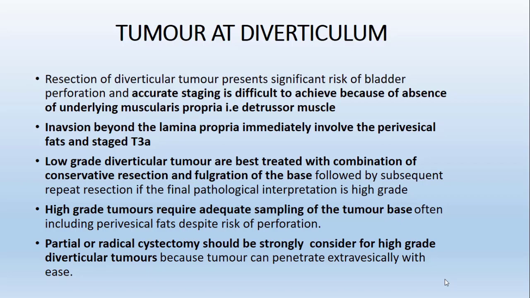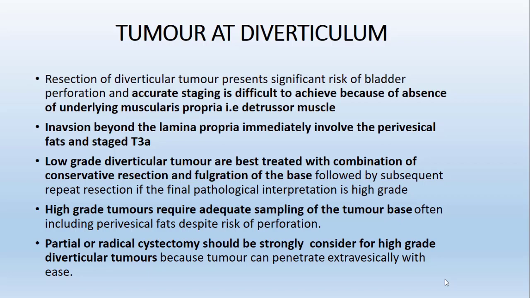Tumors at the diverticulum are difficult to resect because of the risk of perforation, and accurate staging is difficult to achieve because of the absence of muscularis propria. Invasion beyond the lamina propria immediately involves the perivesical fat, and it's stage T3a.